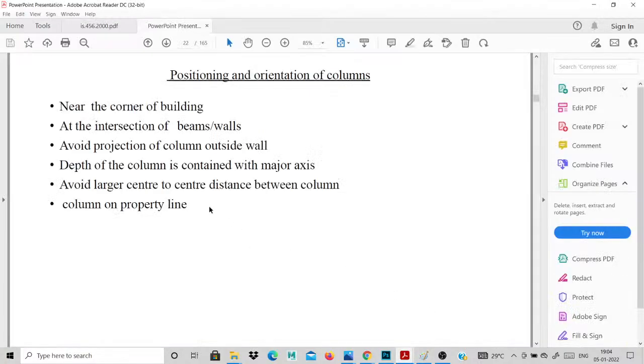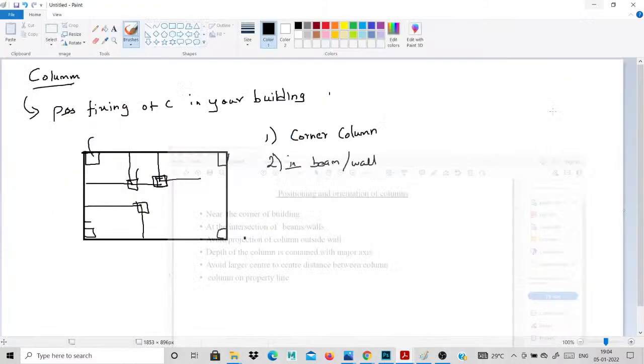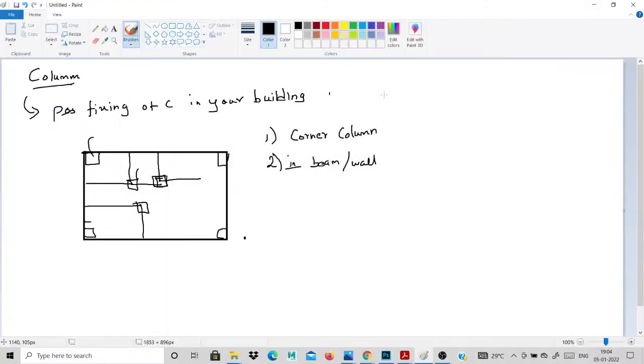You provide the columns. The next point is the depth of the column contained with the major axis. This is the main point for your column. First of all, this is our column cross section. This is our width and this is our depth. This is our column depth, and this is our column width. These are the two dimensions, column width and depth.